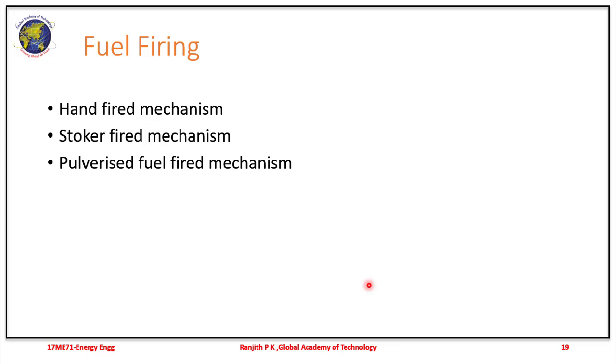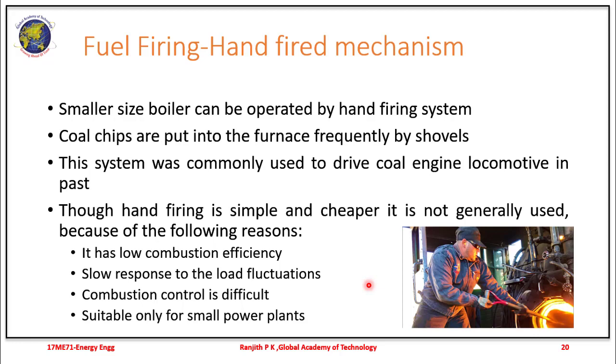So if you look at the fuel firing mechanism, it could be classified as hand fired, stoker fired, and pulverized fuel fired. A hand fired mechanism is used in a smaller size boiler that is usually operated by hand firing. Here coal chips are put into the furnace frequently by shovels, and this system was used to drive the coal engine locomotives in the past, and it is not used anymore.